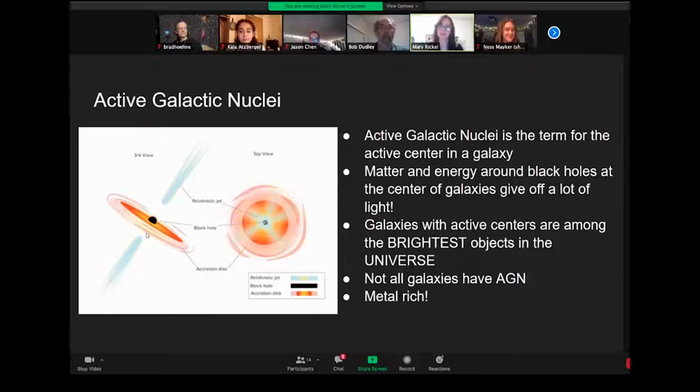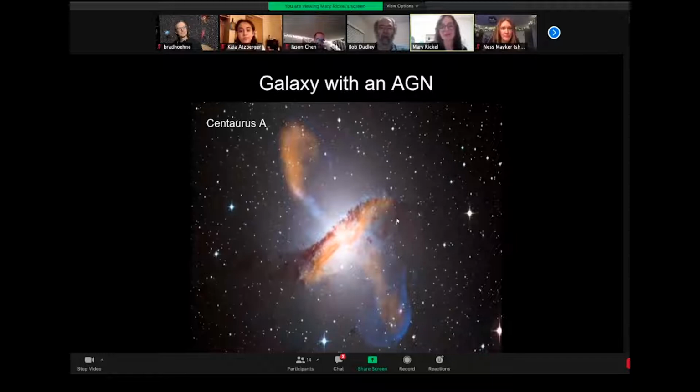And here's another lovely picture. Here is a galaxy that is dominated by AGN. This is Centaurus A. We can see that it has a remarkably bright center, and we can also see that it's got some jets hanging out on either end.